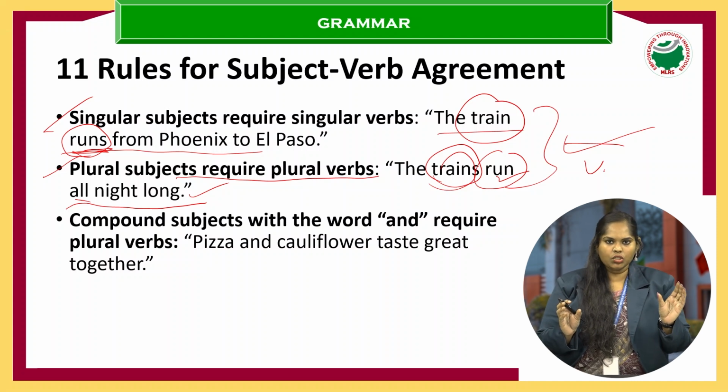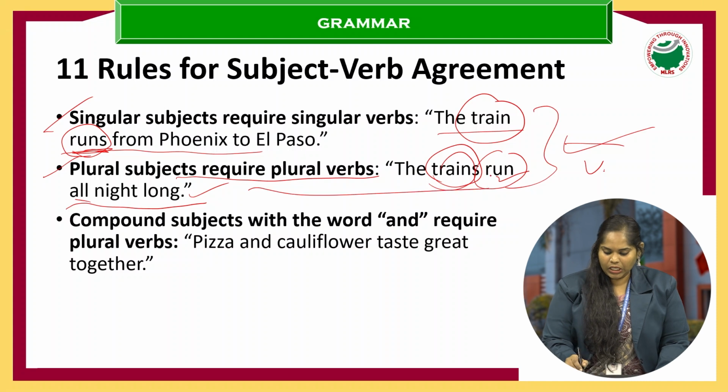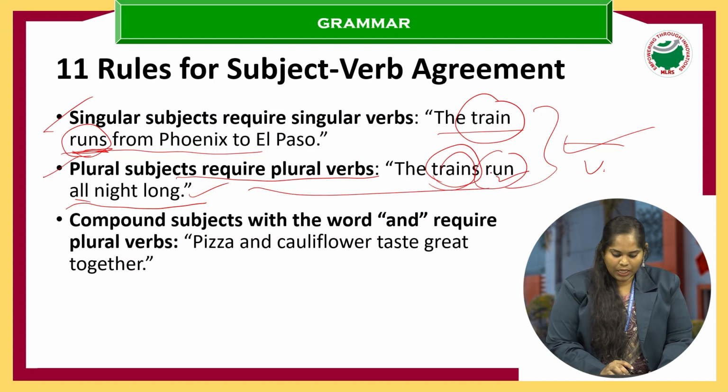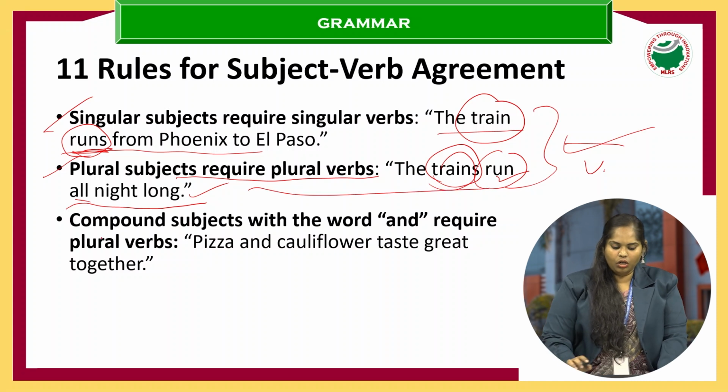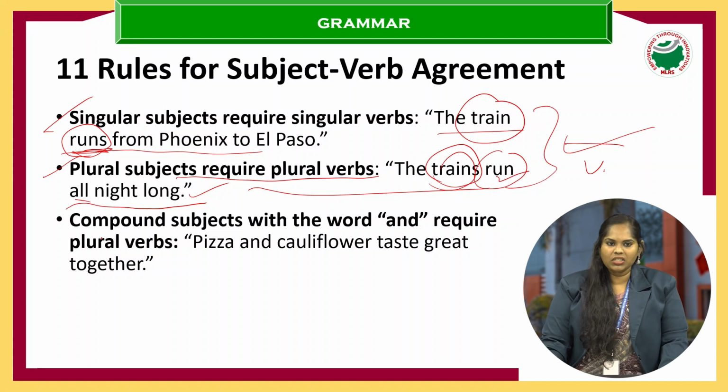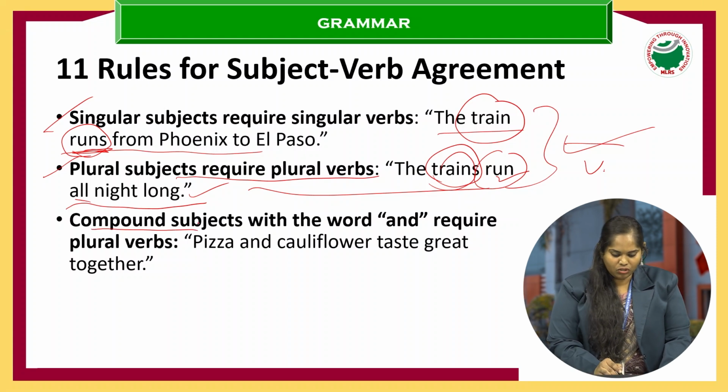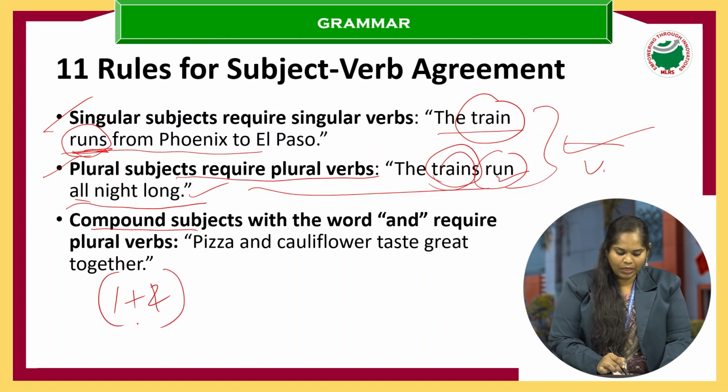And if the subject is plural, the verb should also be plural. That is basic, where we never get any confusion in the first two things. Then we are going to see the third one, which is compound subjects. Compound subjects have one plus one, and you will be adding them with "and".